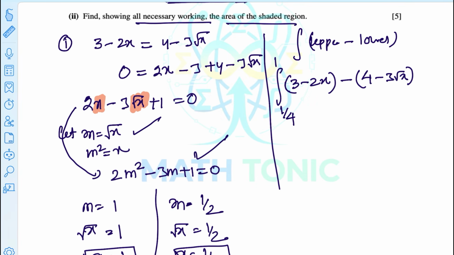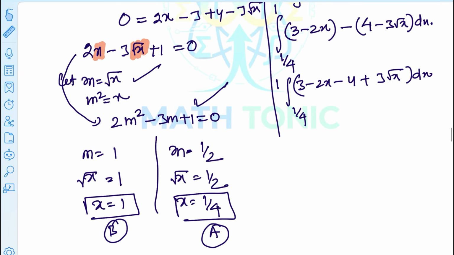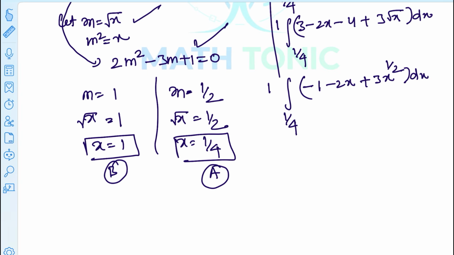When we expand the bracket, it will be 3 minus 2x minus 4 plus 3 root x. And please don't forget to put dx here as well, with the limit 1 over 4 to 1. So 3 minus 4 equals minus 1. So we have minus 1 minus 2x plus 3 root x, where root x I'm writing as x to the power 1 over 2, with dx, and I need to integrate this from 1 over 4 to 1. Is it okay?